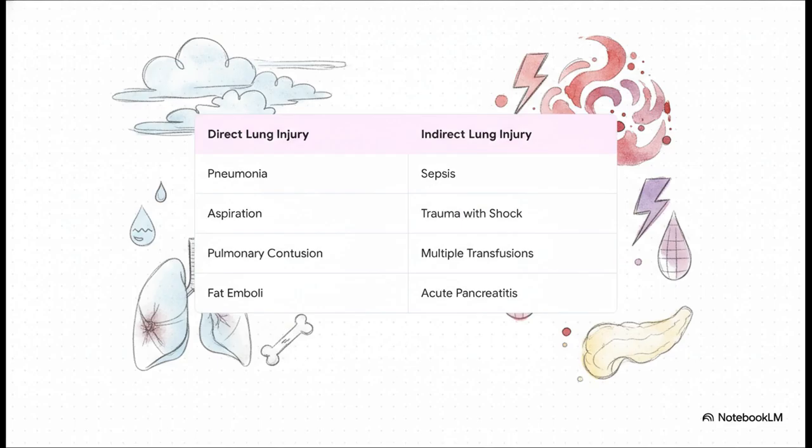You can have a perfectly healthy pair of lungs, but severe pancreatitis or sepsis from a perforated bowel can unleash a firestorm of inflammatory cytokines that circulate through the body and attack the lung capillaries, causing a full-blown ARDS. And of all of these, sepsis is far and away the most common cause we see in the ICU.